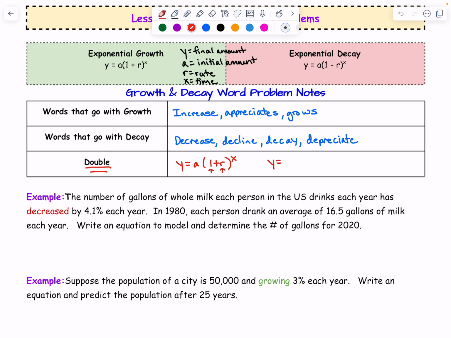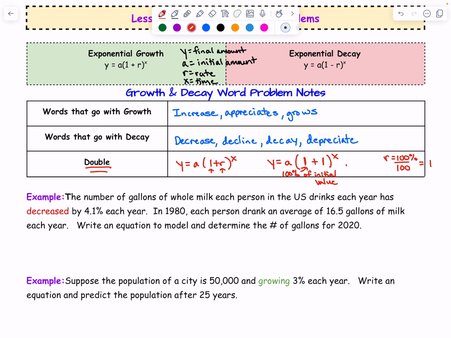So let me write this out. So y equals a. 1 represents 100% of what you started with. So that's like 100% of the initial value of a. So we'd have to add another 100%. So that means our rate is 100%. But as a decimal, so remember to put the rate as a decimal, we divide by 100. And so that's why it's just going to equal 1 when we write it right there in this formula for double.